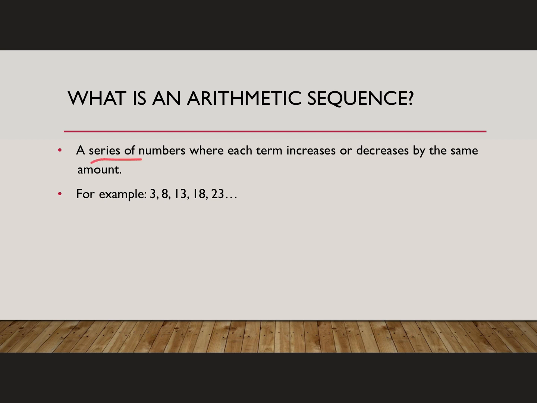It's just a series of numbers where each term increases or decreases by the same amount. In this case, we see 3, 8, 13, 18, 23. Every time it is increasing by 5. So that makes this an arithmetic sequence. It has to have that same difference. It's called the common difference.